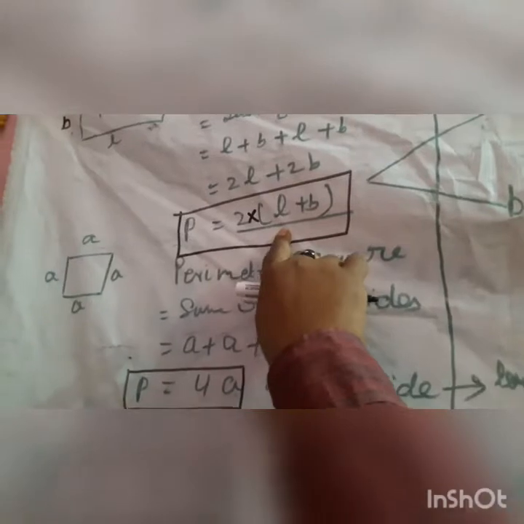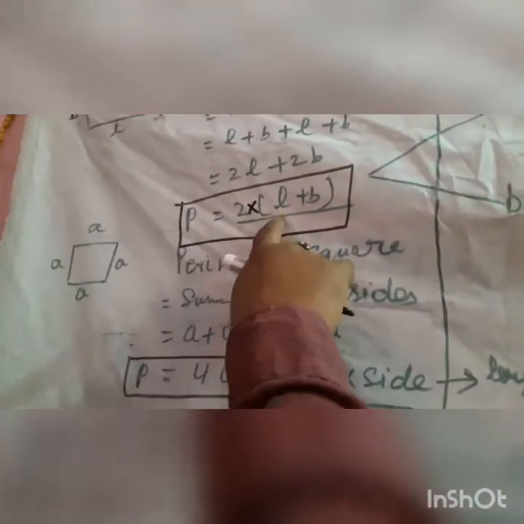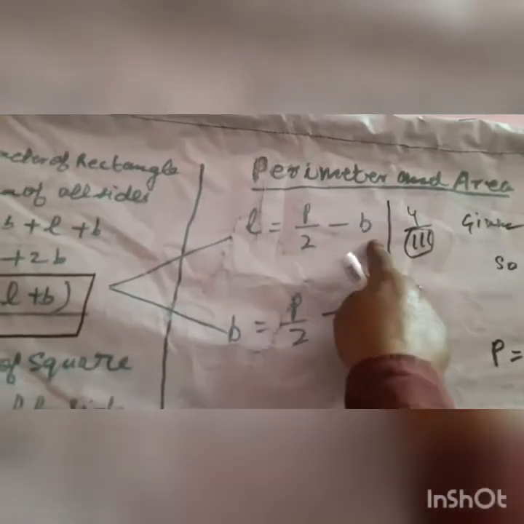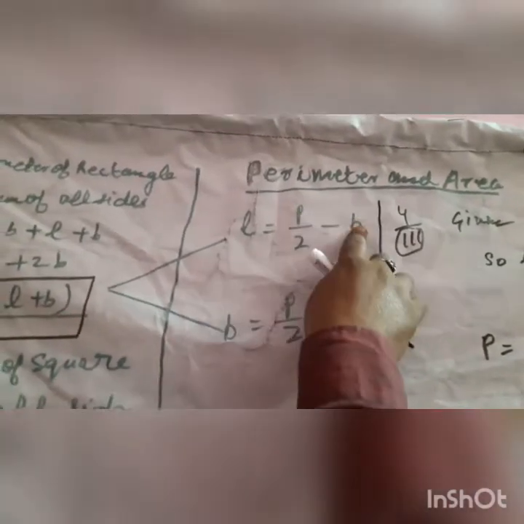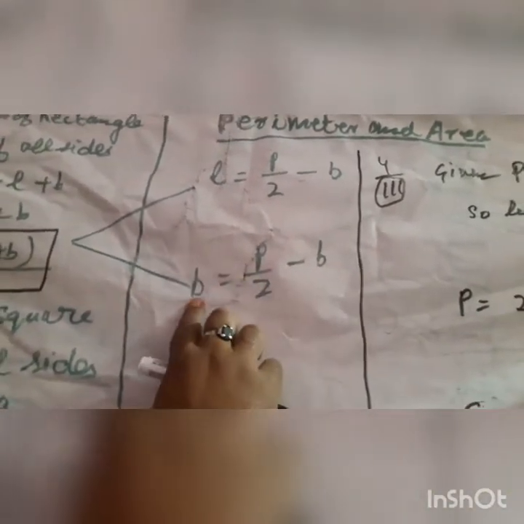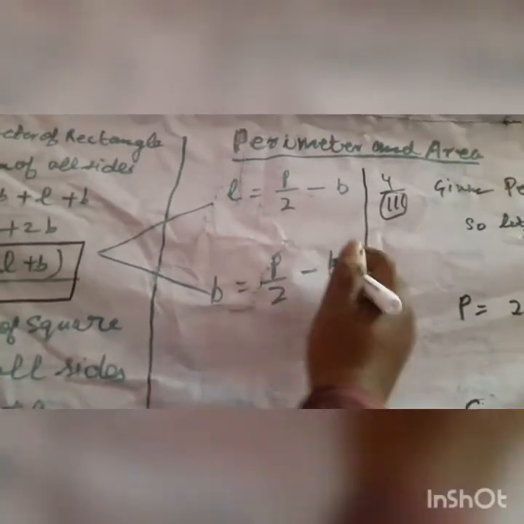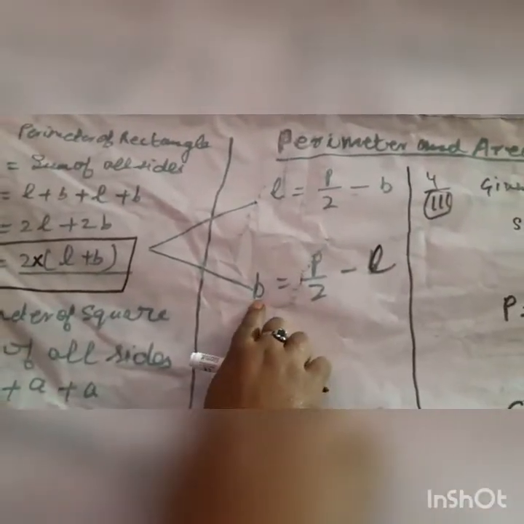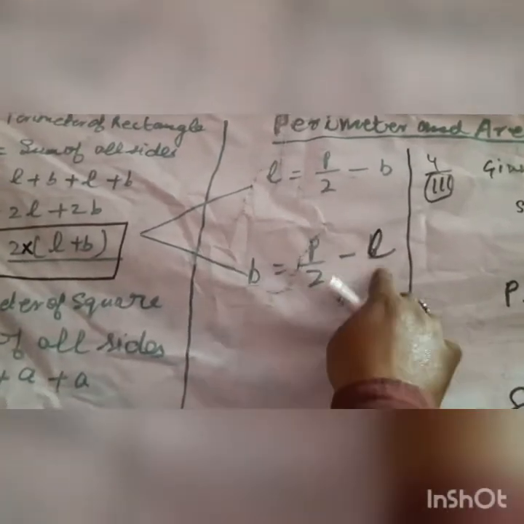With the help of this formula we can calculate two more things. If we know perimeter and L or B, either we know L or we know B, how do we find this? These are two formulas. L is equal to P upon 2 minus breadth. If you know perimeter and breadth, then you apply this formula. If you know perimeter and length, then you apply this formula. Breadth is equal to perimeter upon 2 minus length.